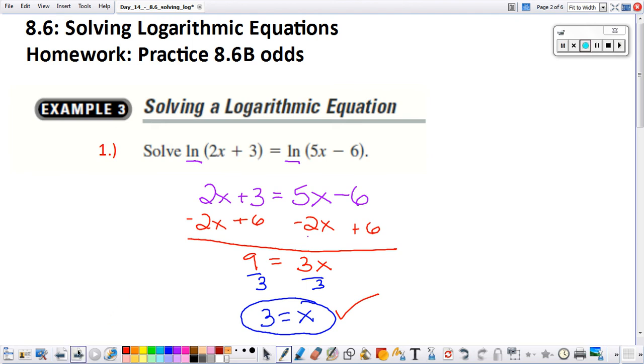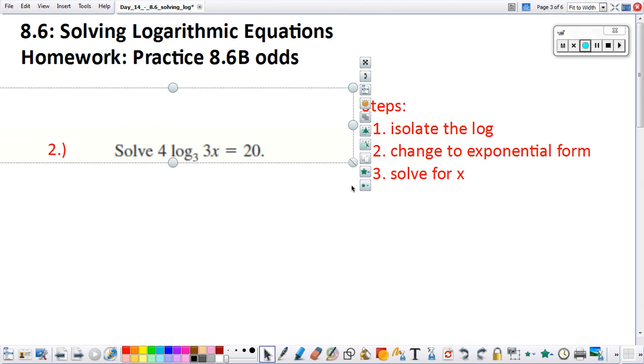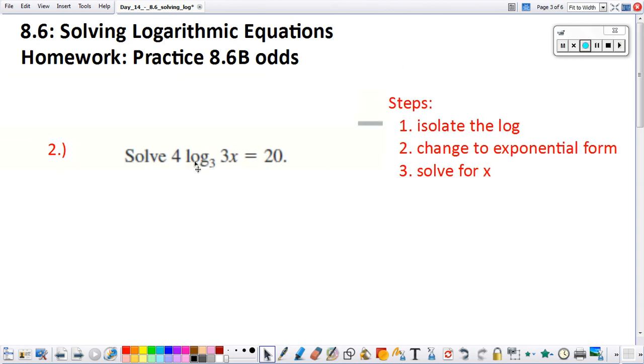Okay, so then the second type is when we only have one log expression. So we're going to start with this one. And when you only have one logarithmic expression, here are your 3 steps. So we're going to pause the video so you can write down the 3 steps and write down this problem so we can solve it together. Okay, so the first step is to isolate the log. We have to divide both sides by 4.